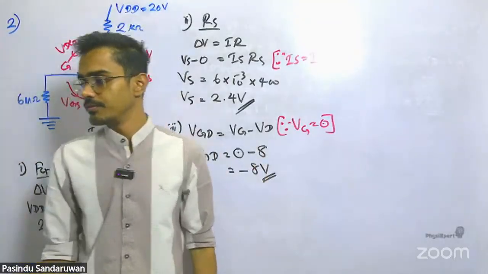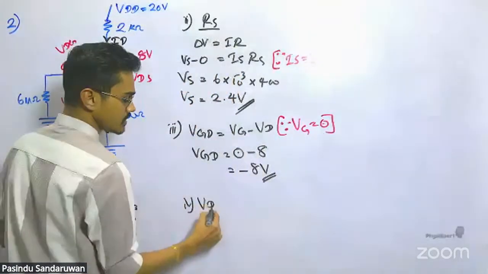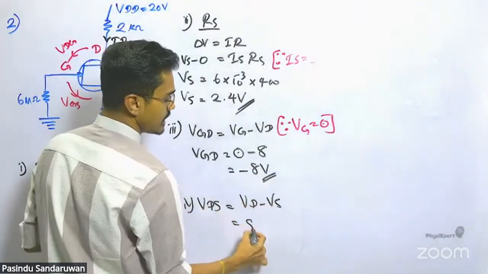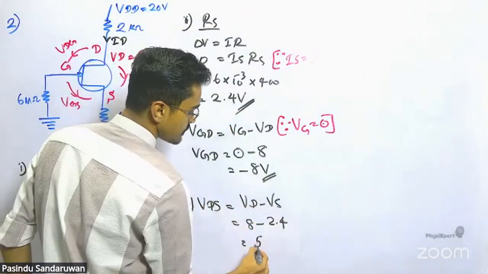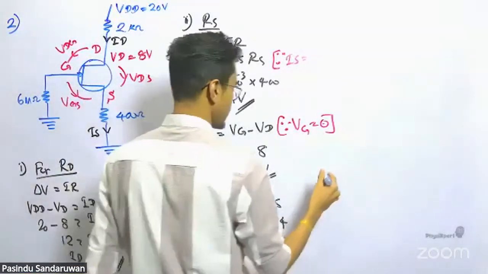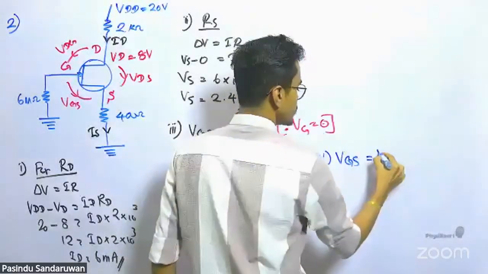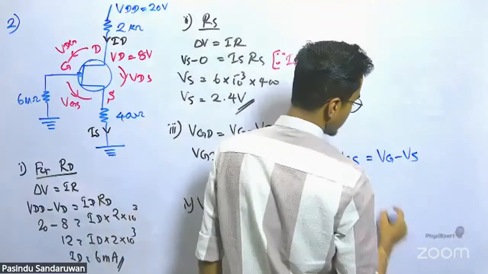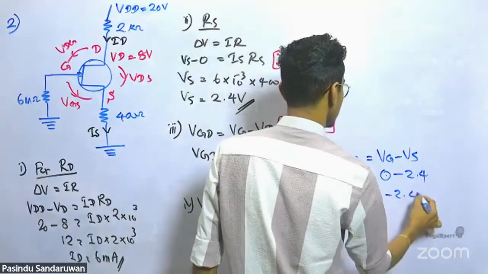Number 4, VDS. VDS is VD minus VS. Right? VD is 8, minus VS. VS is 2.4. That is 5.6. Now in this one, VGS is not asked. If you find VGS also, VGS is VG minus VS, or else you can apply minus ID RS. VG is 0 minus VS 2.4, so minus 2.4 volts.